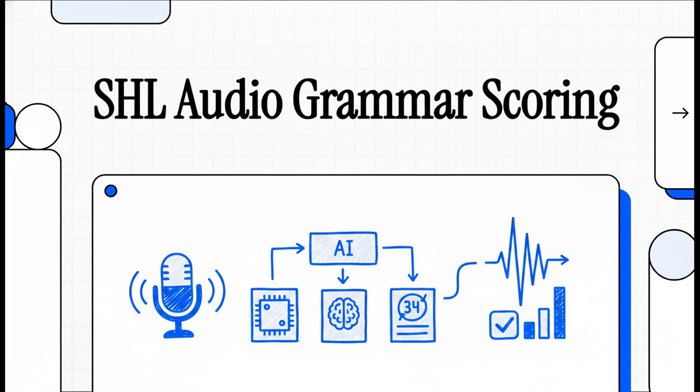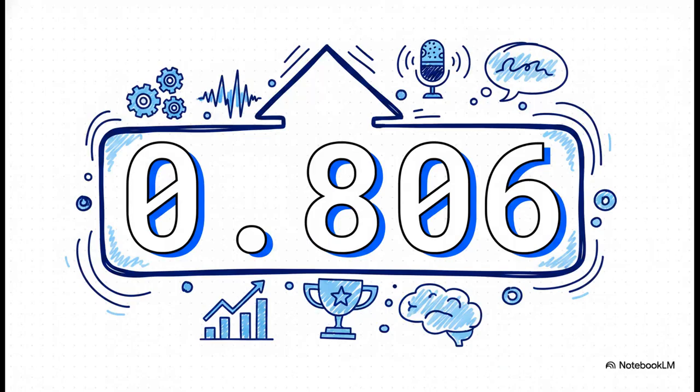Let's get into it. 0.806. If you want to make a rigorous academic panel instantly sit up and pay attention, you drop that exact number. This isn't just some random accuracy metric, okay? This is a 0.806 Pearson Correlation score on a Public Kaggle leaderboard for the SHL Labs Audio Grammar Scoring Challenge. Achieving a score like this in a highly competitive environment proves your project isn't just a toy. It's a robust, highly competitive machine learning engine. And by the end of this explainer, you're going to understand exactly how to build it.